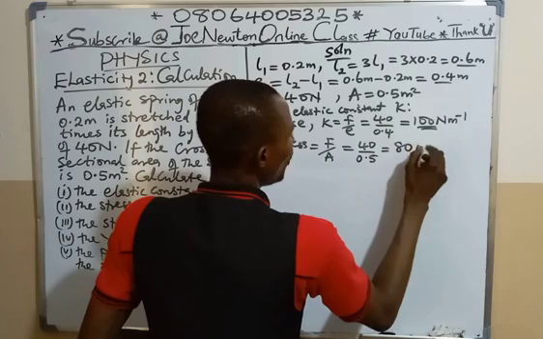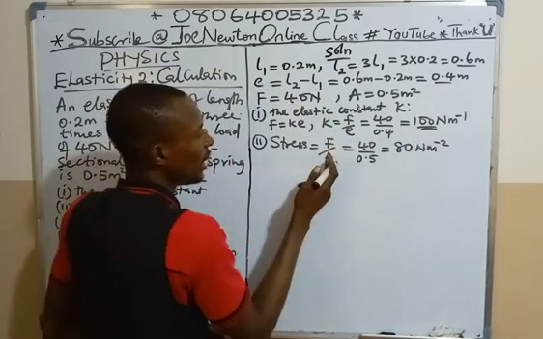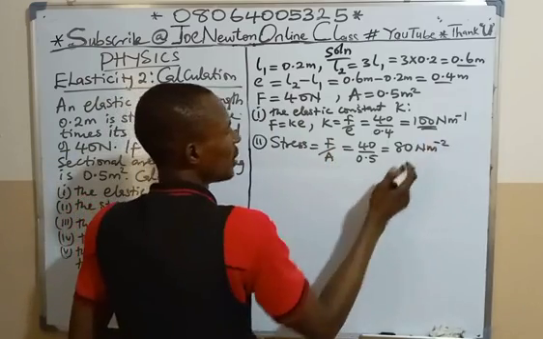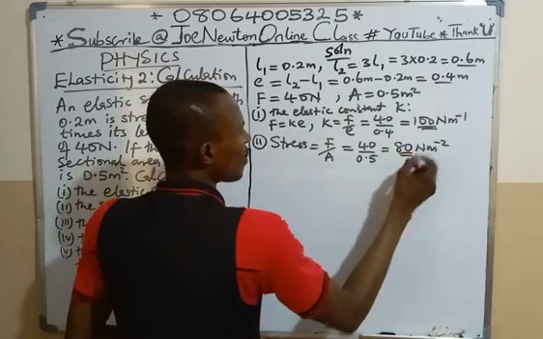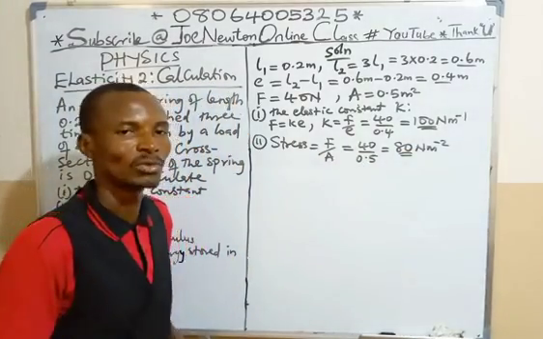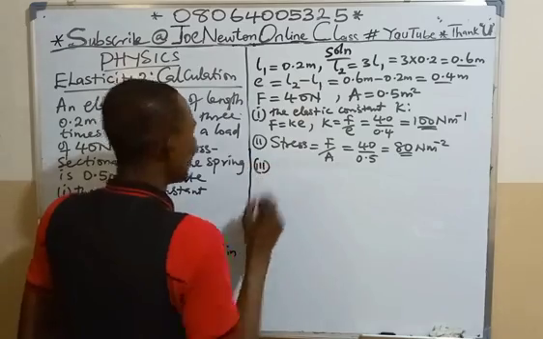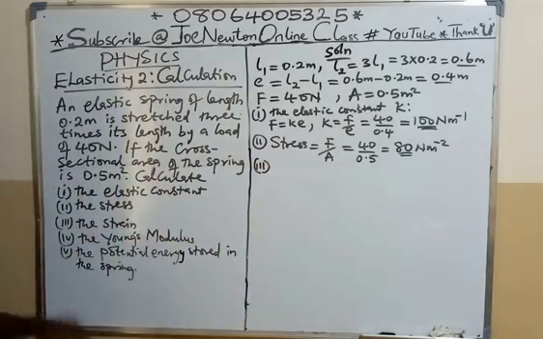It is 80 Newton per meter square because force is in Newton and area is what? Meter square, Newton per meter square. That's our stress. Because 40 divided by half will give you what? 80. Okay, then we are asked to find the strain.